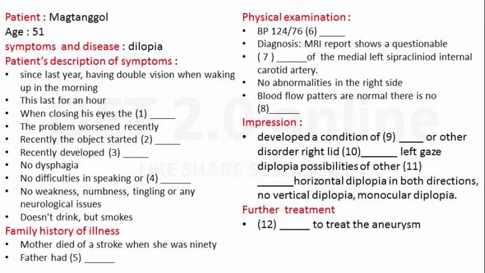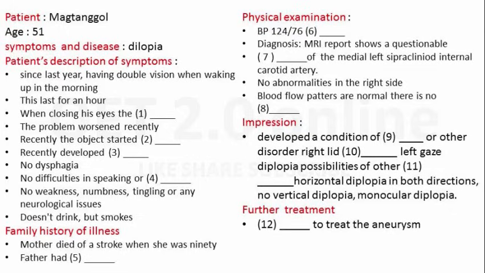No, Doctor. Do you drink or smoke? I do not drink, but I smoke. Is there any family history of any illness? My mother died of a stroke when she was 90. My father had colon cancer. Well, your physical examination report shows your BP 124 over 76, heart rate 101, respiratory rate is 20.